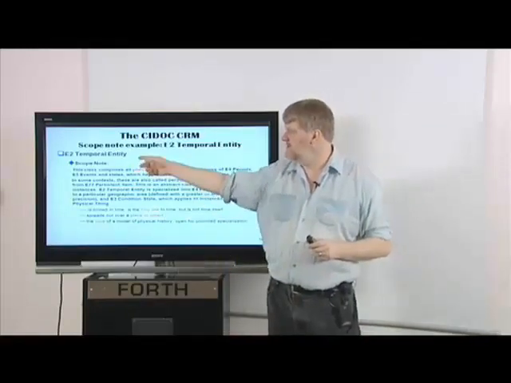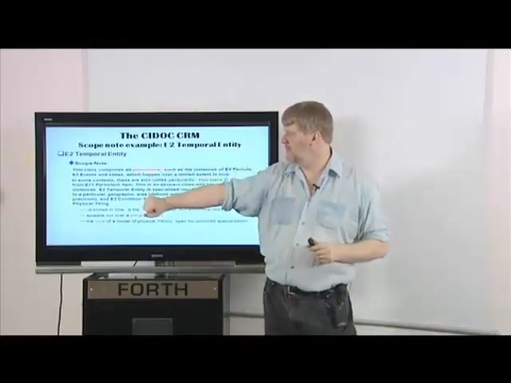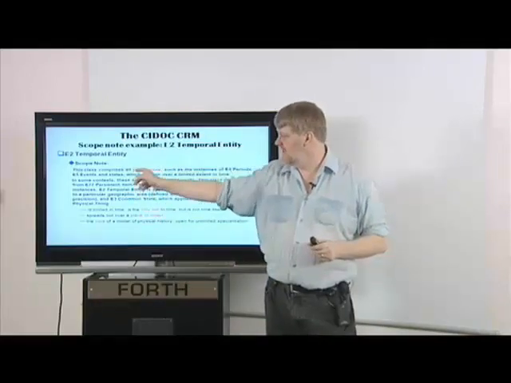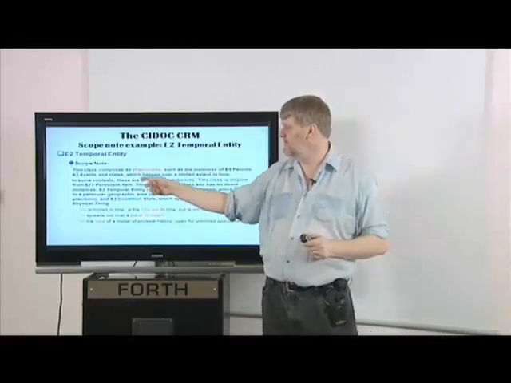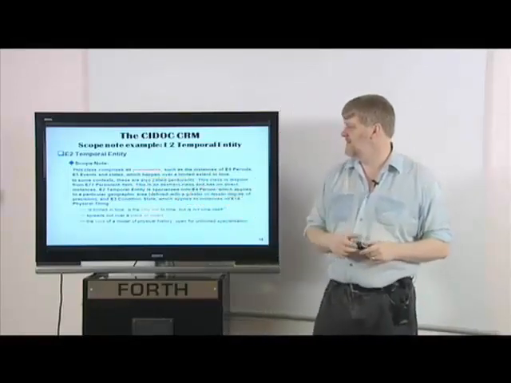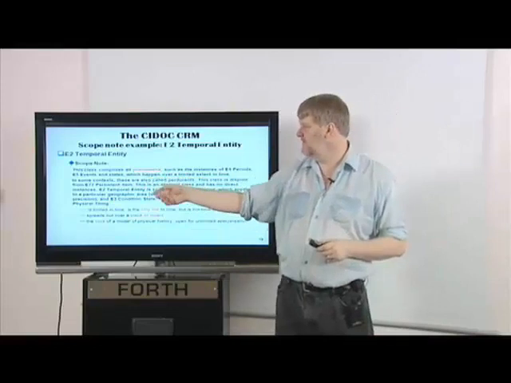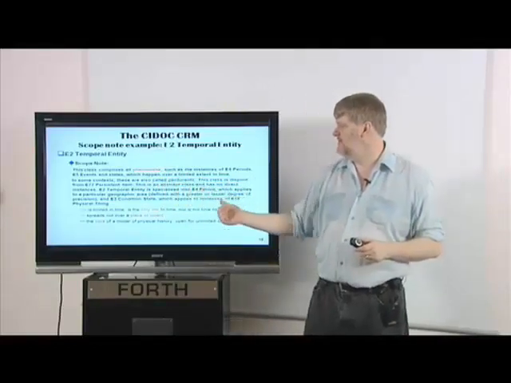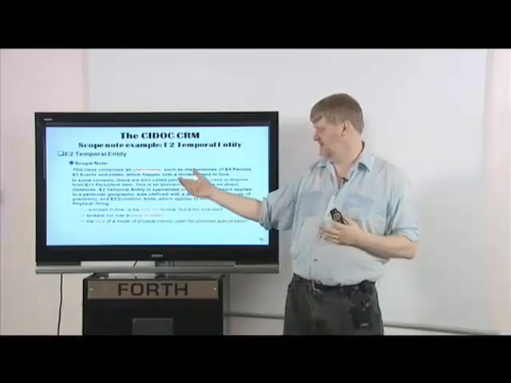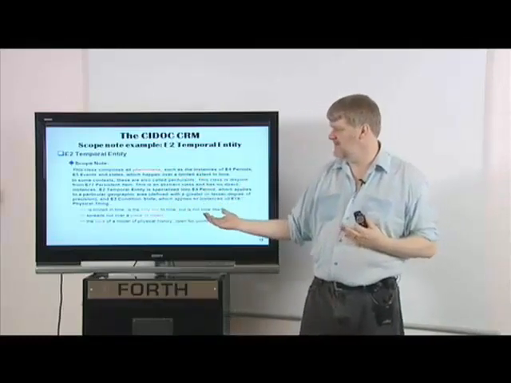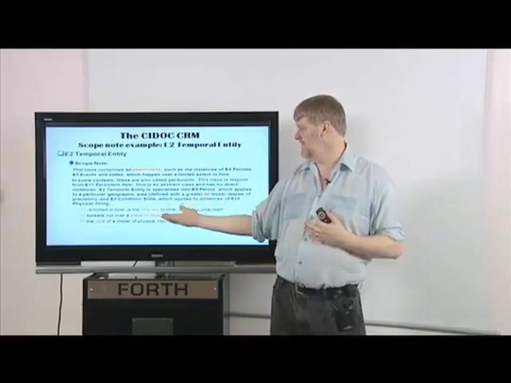So for each one of the classes, we have a scope note. And this is a copy of the scope note for E2 temporal entity. So it says, this class comprises all phenomena, such as the instances of E4 periods and E5 events and states, which happen over a limited extent in time. In some contexts, these are also called perdurants. This class is disjoint from E77 persistent item.